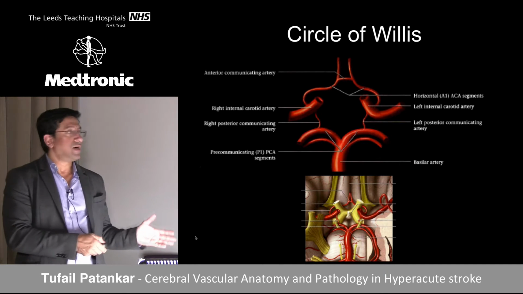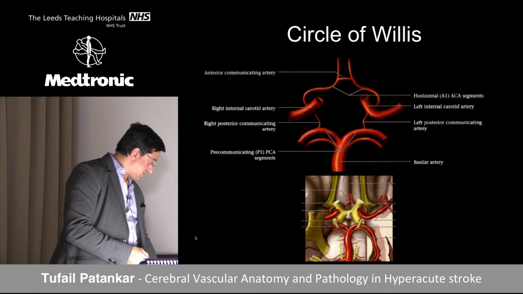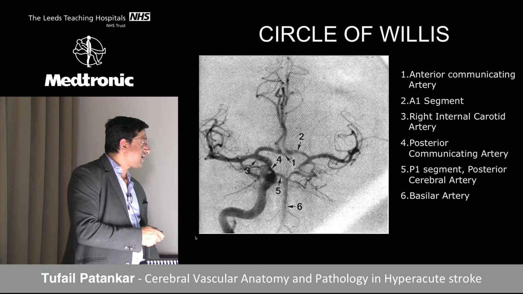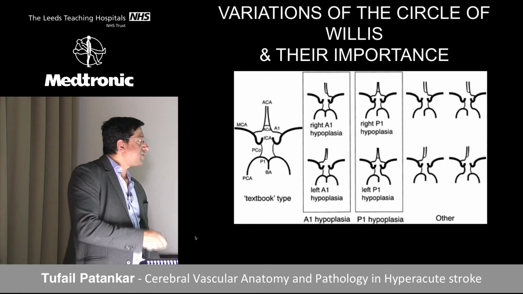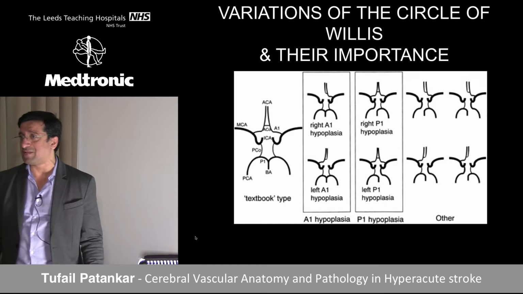Remember, this is the PCOM. The connection between these two is the ACOM, and this can be very asymmetric. If you look at that, that's a very good view: basilar artery coming in, internal carotid artery, ACOM, MCA. These can vary in patients, and there are different patterns, and that's why some people get away with it, some people don't get away with it.